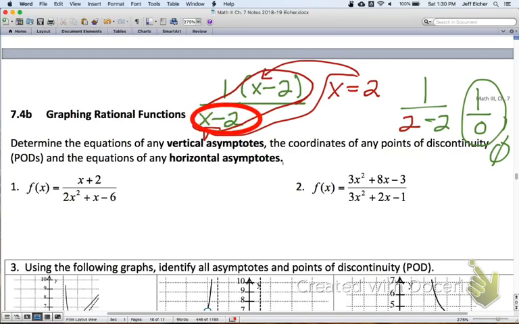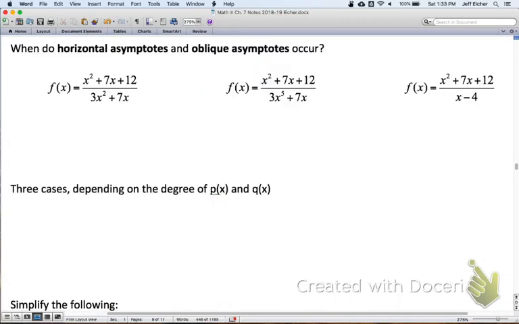For horizontal asymptotes, we talked about how to determine those in a previous lesson, so let's turn back one page in our notes. You might remember with horizontal asymptotes, we have to look at the degree of the numerator and the degree of the denominator. I like to circle them like that. So we have a degree 2 and we have a degree 2. If the degrees are identical, then the horizontal asymptote would be the coefficients, 1 over 3.